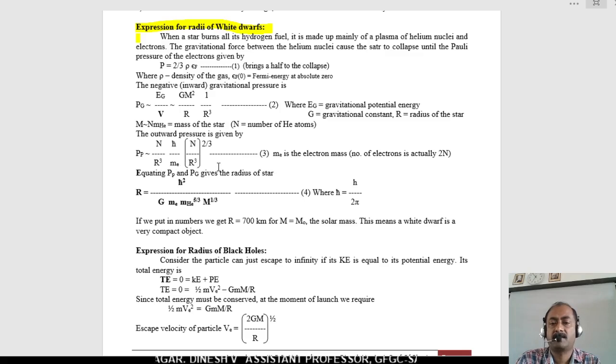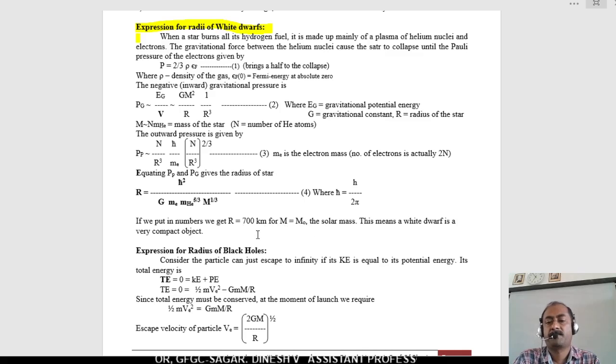On equating these two equations, 2 and 3, we get the final expression. The radius of the white dwarf becomes h-bar squared upon G into m_e into m_He, where m_e means mass of electrons, m_He means mass of helium nucleus, to the power of 5 by 3, into M to the power 1 by 3. This is the formula for radius of white dwarfs. If we put in the values, the radius is nearly 700 kilometers for M equal to the solar mass. This means a white dwarf is a very compact object.